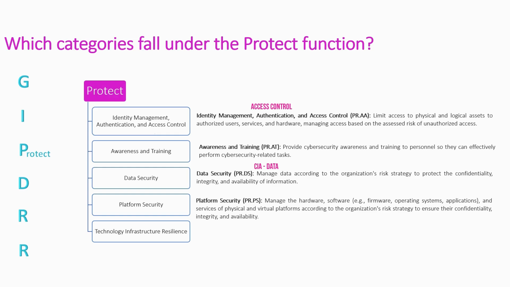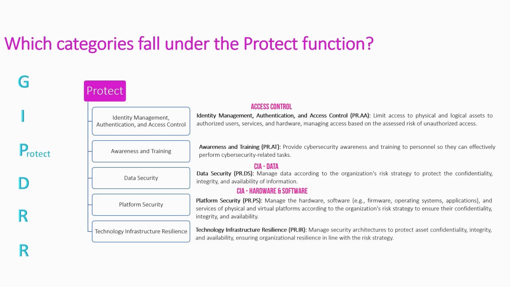The fourth category requires that a structured process should be implemented to ensure CIA of hardware and software. And last, the fifth category requires that a structured process should be implemented to ensure resilient technology infrastructure. We will discuss how to implement each of the above categories in our subsequent slides.